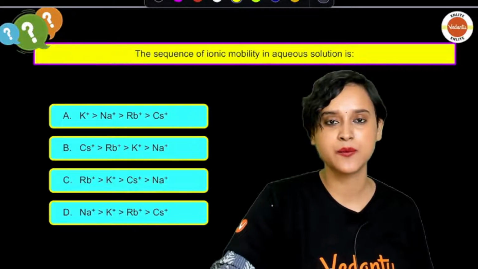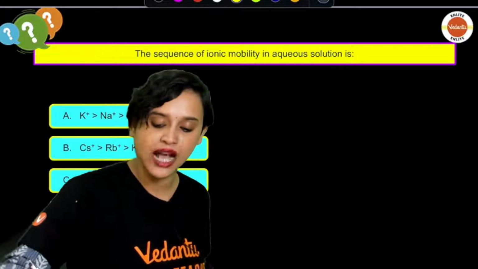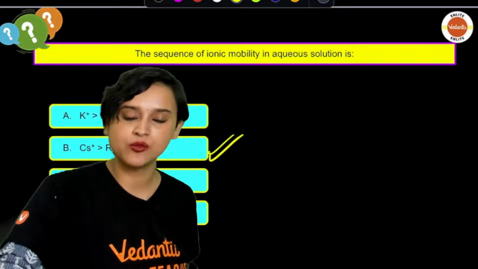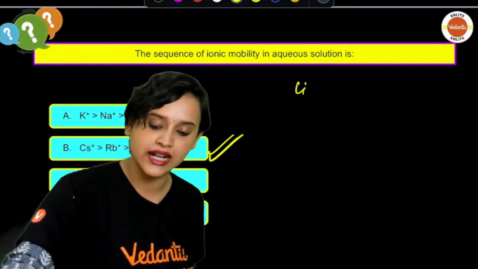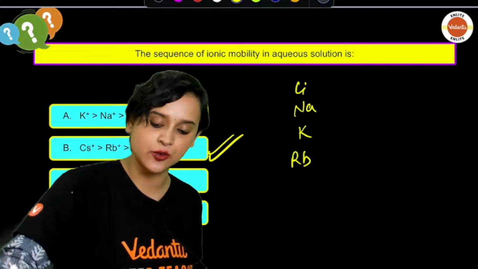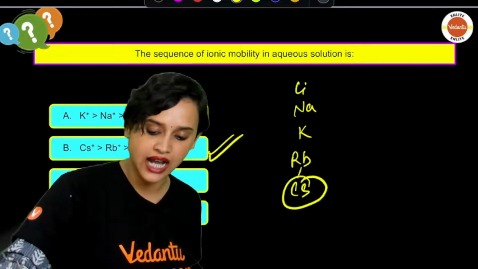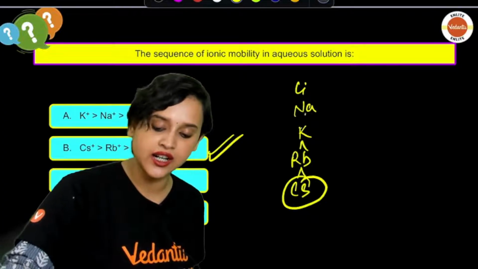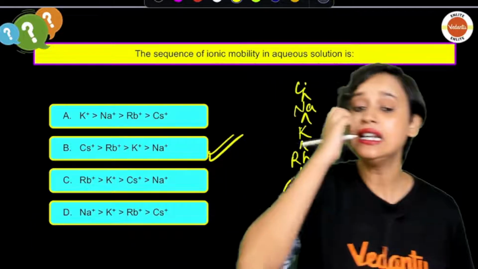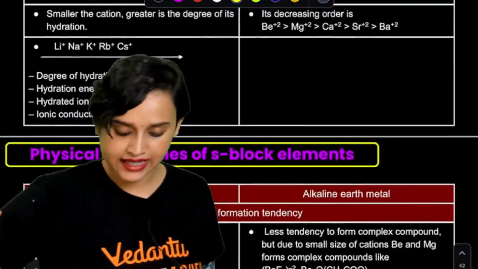What is the answer? As you go down the group, the ionic mobility increases, and we know the order is lithium, then sodium, then potassium, then rubidium, and then cesium. So cesium will have the highest, then rubidium, then potassium, then sodium, and then lithium. Lithium will have the least ionic mobility. This is clear, guys?